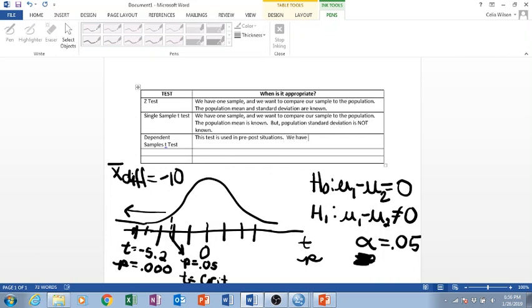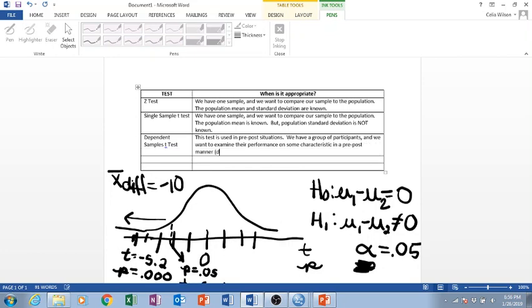We have a group of participants, and we want to examine their performance on some characteristic in a pre to post manner, or something like, does my group's performance change over time? Something like that. Okay?